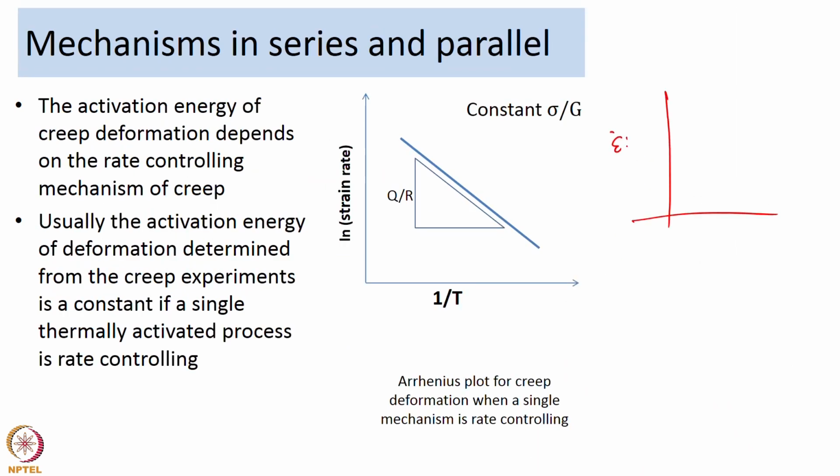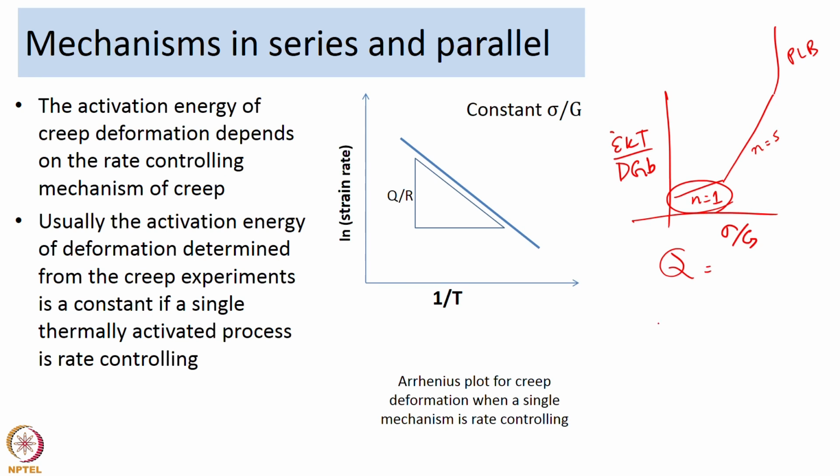So, let us look at this. You had epsilon dot kT by D G b versus sigma by G, and in the lower stress range you had n equal to 1 and only Nabarro-Herring creep as the rate controlling mechanism, then n equal to 5 with only dislocation climb control, and then power law breakdown. If you had only one mechanism of creep which was rate controlling, then you are going to get only one Q value corresponding to that mechanism. However, in many cases more than one mechanism of creep could be operating at the same time.